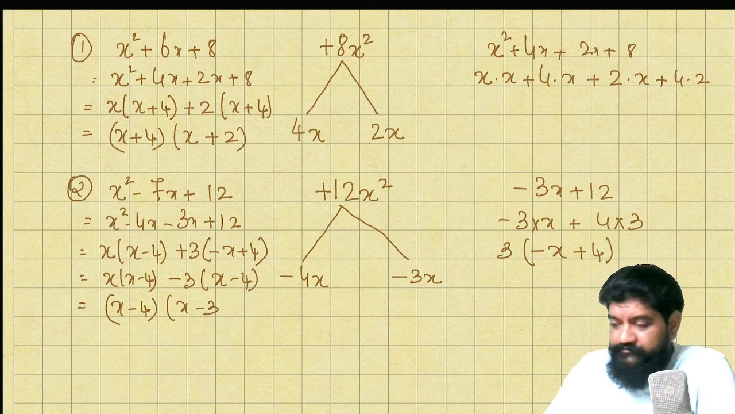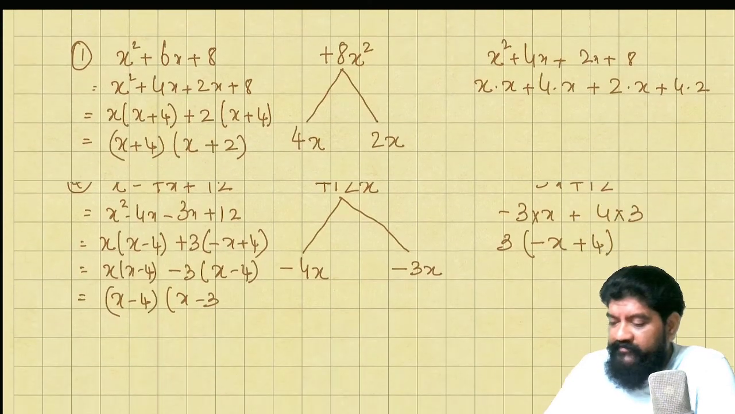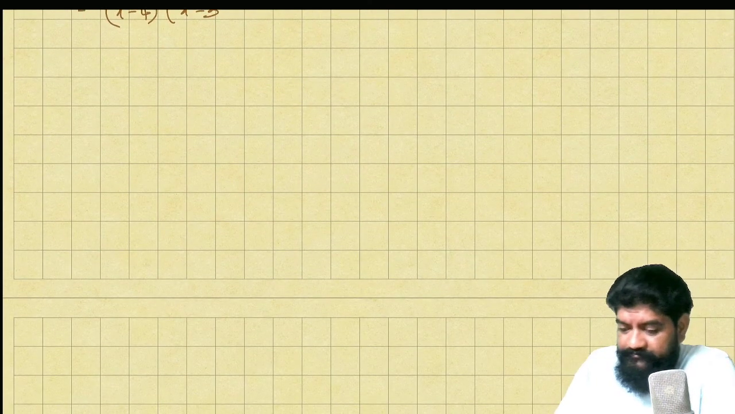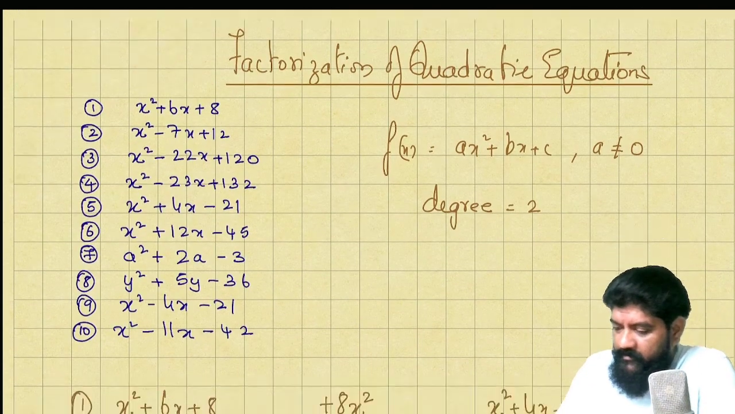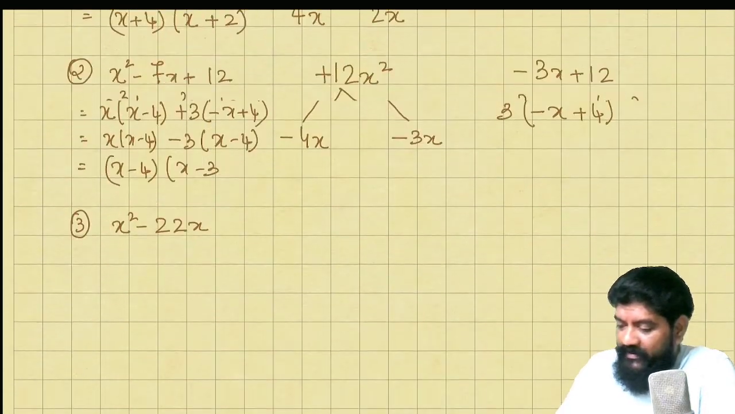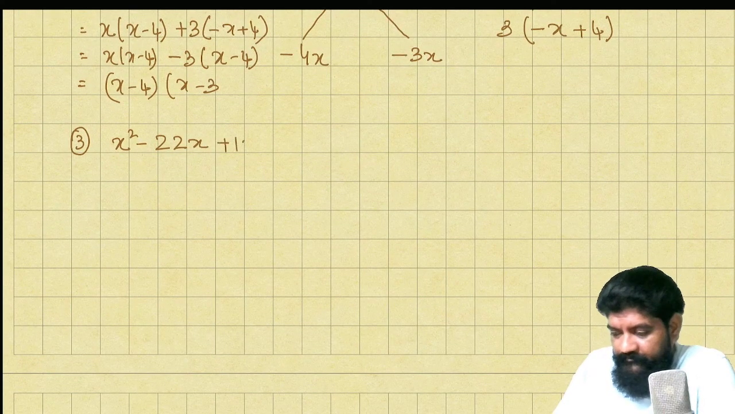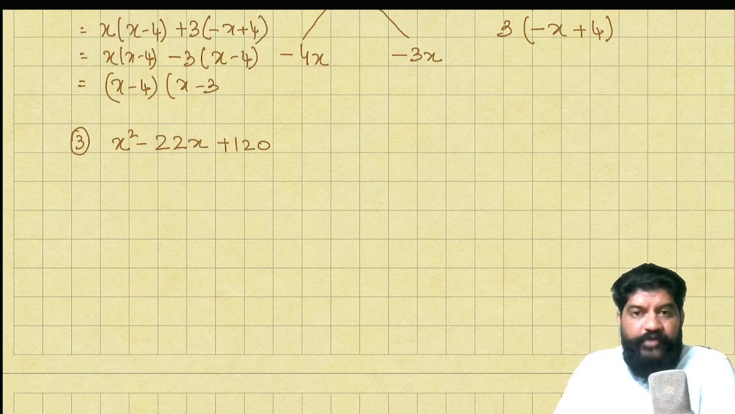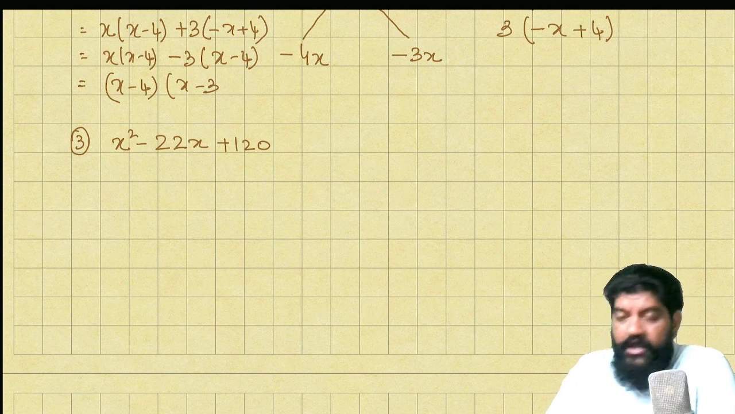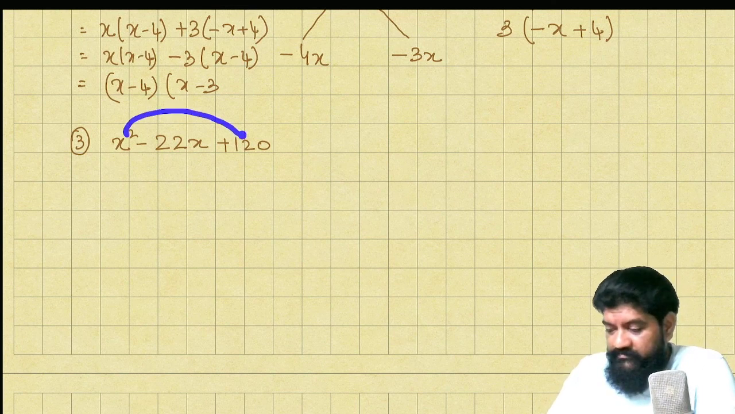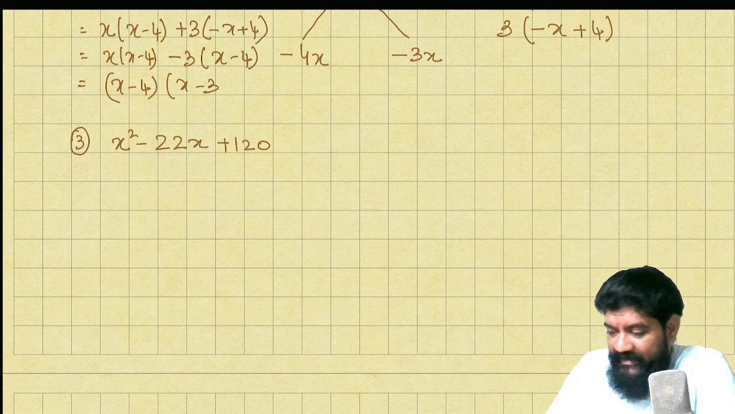Moving forward, x squared minus 22x plus 120. The process again is still the same. What's the process? Multiply the first and the last term. Once you do that, you will get 120x squared. Now you find two numbers.